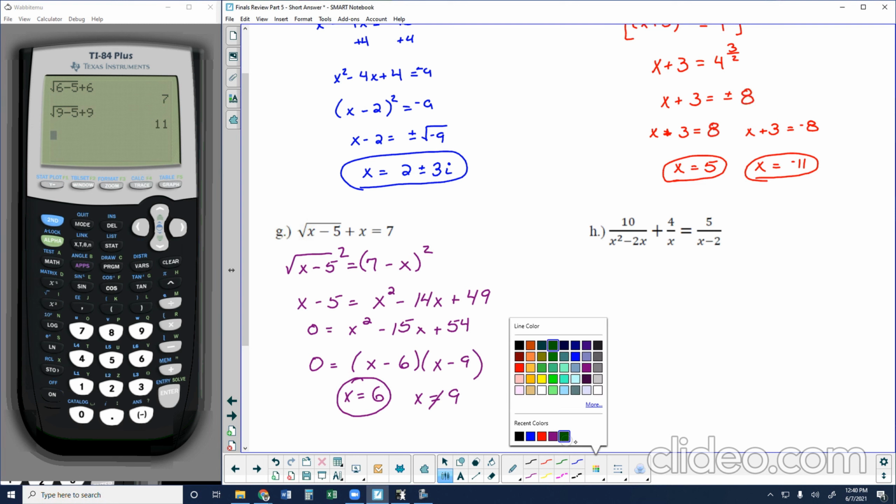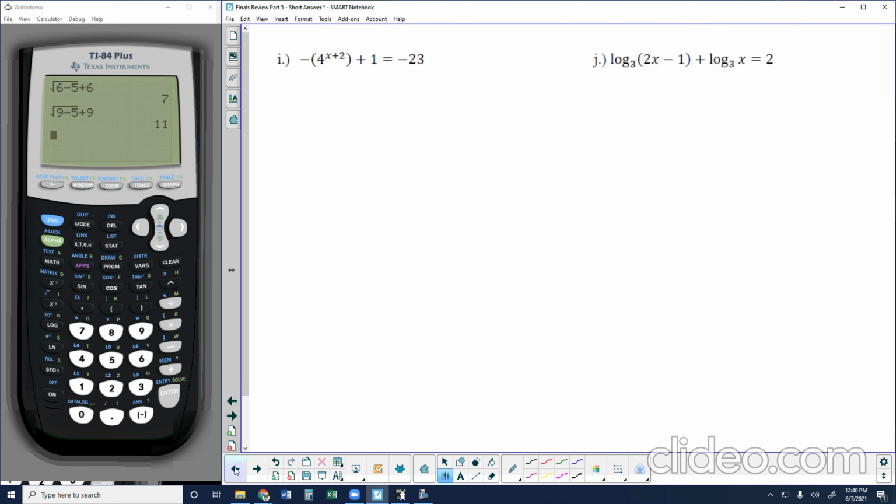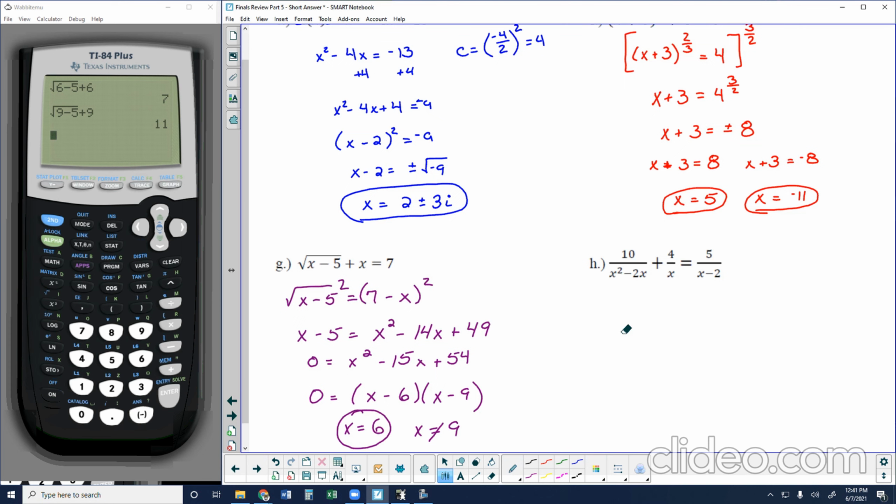Final problem here for this version of solving equations, or sorry, not the final problem, but the final one for this page. We have a rational equation. A rational equation is one with multiple fractions. We often find that fractions are the most difficult thing to work with in solving equations. If we can eliminate the fractions, solving it becomes more simple.